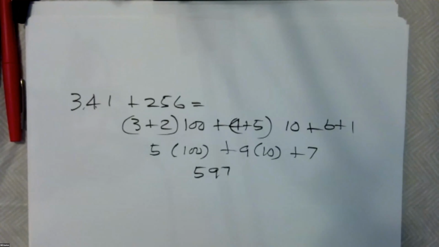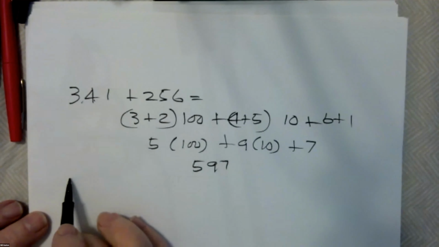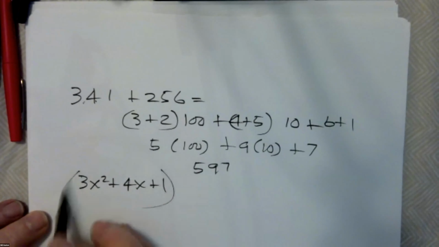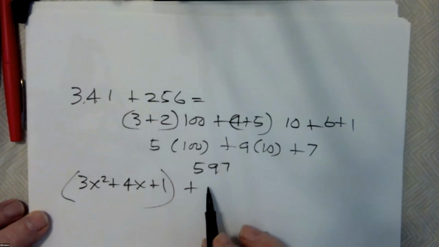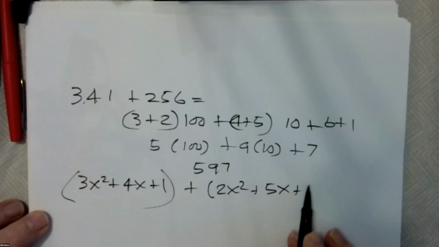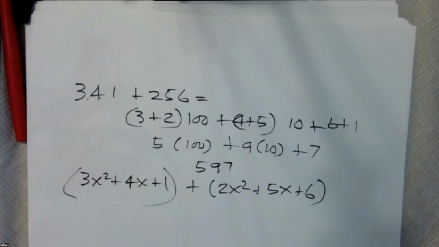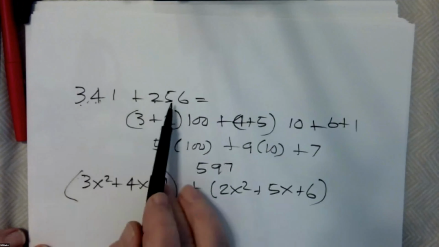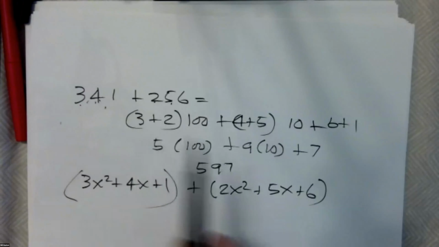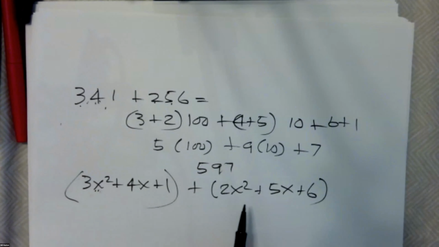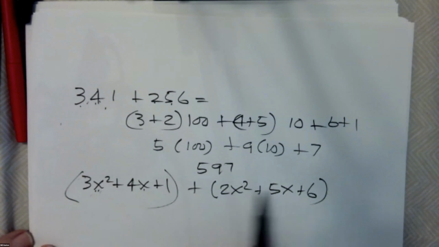Well, what does that look like when they get to an algebra class? 341 looks like 3x squared plus 4x plus 1. And we're going to add that to 256. In an algebra class, that looks like 2x squared plus 5x plus 6. In elementary school, we tell kids add the hundreds to the hundreds, the tens to the tens, and the ones to the ones. Now what we're going to do is combine what we call like terms, which means we're going to add the x squares to the x squares. We're going to add the x's to the x's.